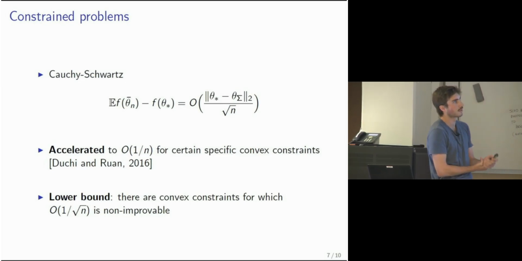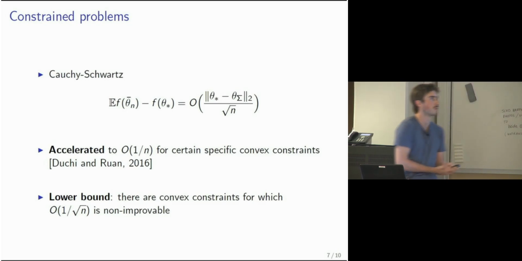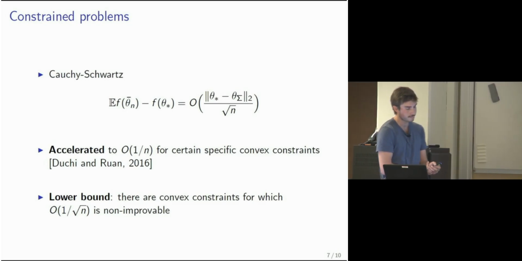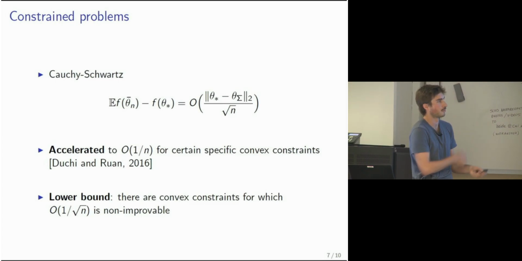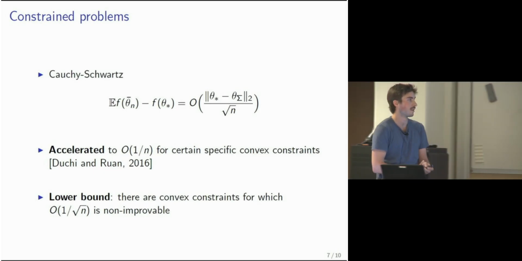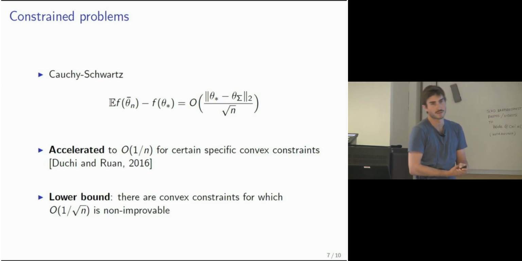So the previous result directly implies a convergence of order 1 over square root of n by Cauchy-Schwarz. And this convergence speed can be accelerated to 1 over n for some specific constraint problems, as shown by Dieuleveut and Bach recently. We can also show a lower bound, in the sense that there exists some convex constraint where the optimal rate of convergence will be 1 over square root of n.